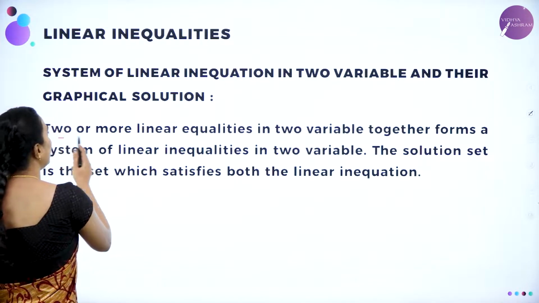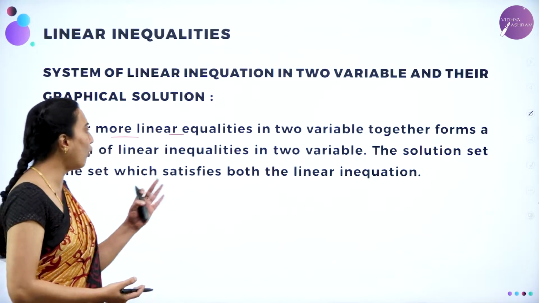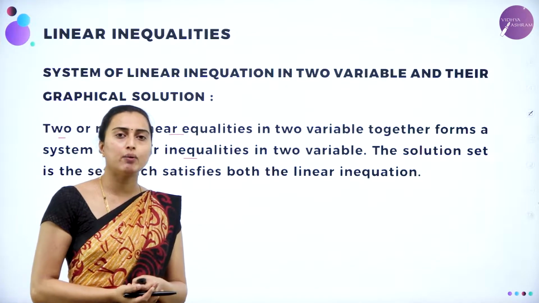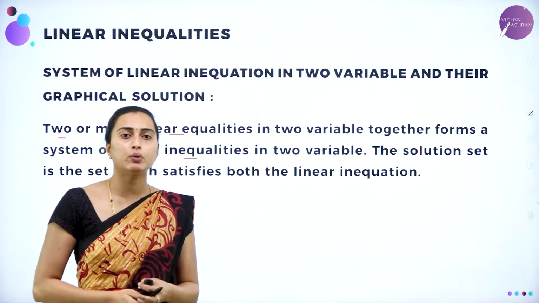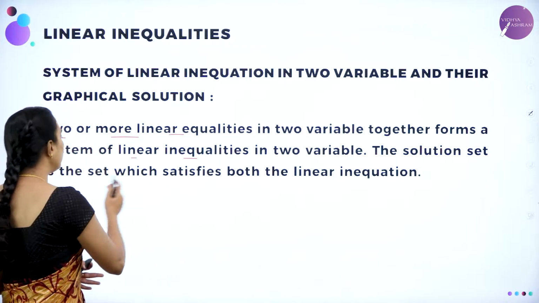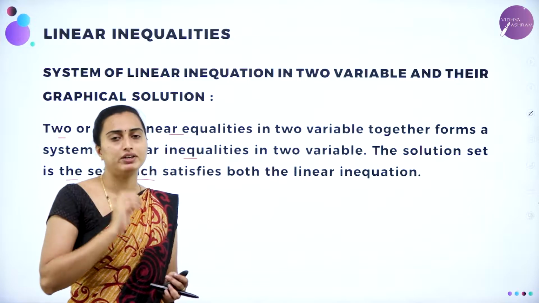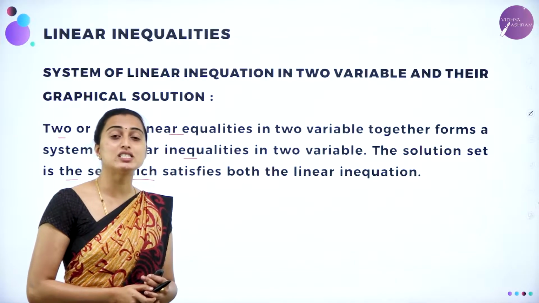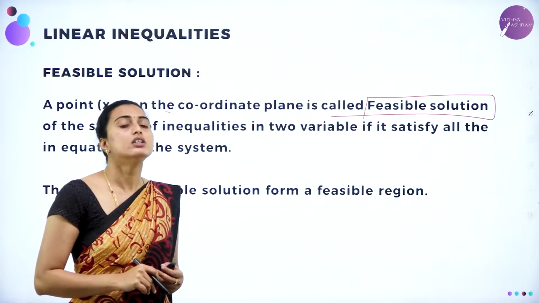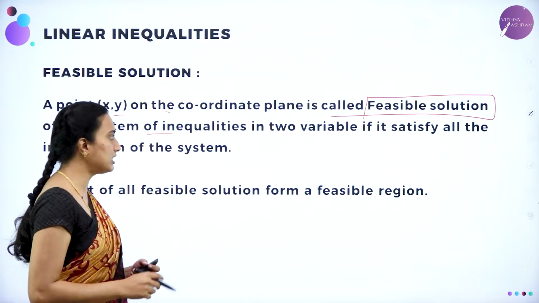A solution is given by 2 or more linear inequalities given in 2 variables together form a system of linear inequalities. So what do you mean by a system of linear inequalities? When 2 or more linear inequations are given together, they form a system of linear inequalities. And here the solution set is the set which satisfies both the linear inequalities. That is a common region. So we are going to name that region as feasible region, which satisfies the conditions of both the equations. So that is going to be known as the feasible region of the system of inequalities in 2 variables.